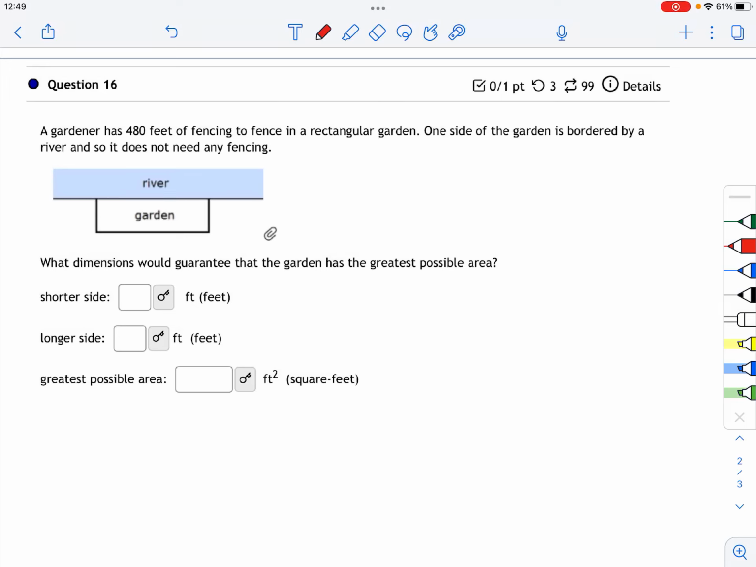All right, here is a situation where we have a garden on a river, and we want to find out what the greatest possible area is. So we've got a gardener who has 480 feet of fencing to fence a rectangular garden. It's a rectangle, and we know that one side of the garden is bordered by a river. That's important. So we have this situation here.